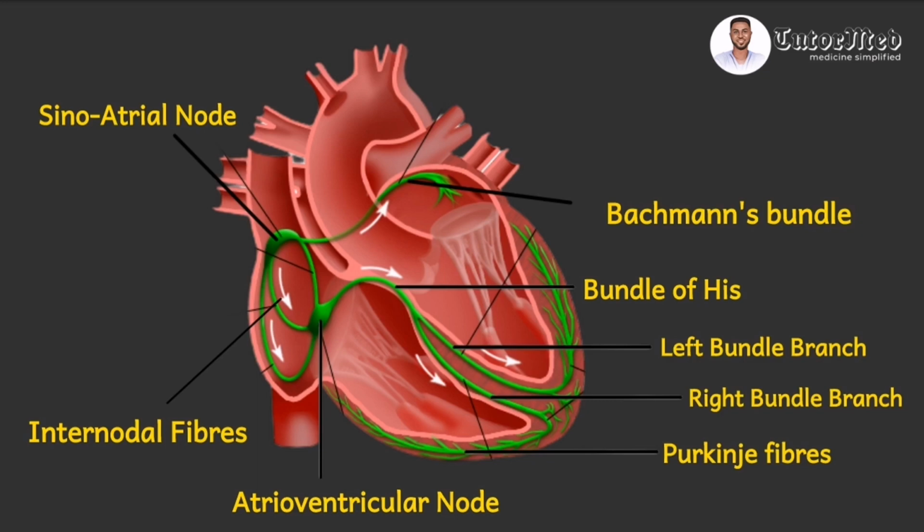And so please take note of this conduction system: the SA node, the AV node, the bundle of His, the left bundle branch, the right bundle branch, and then the Purkinje fibers.